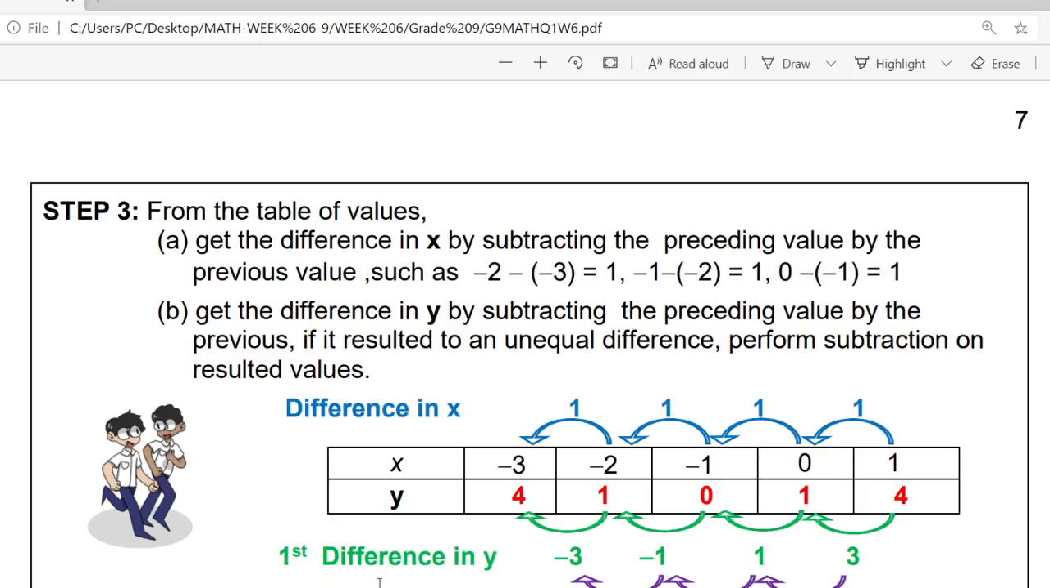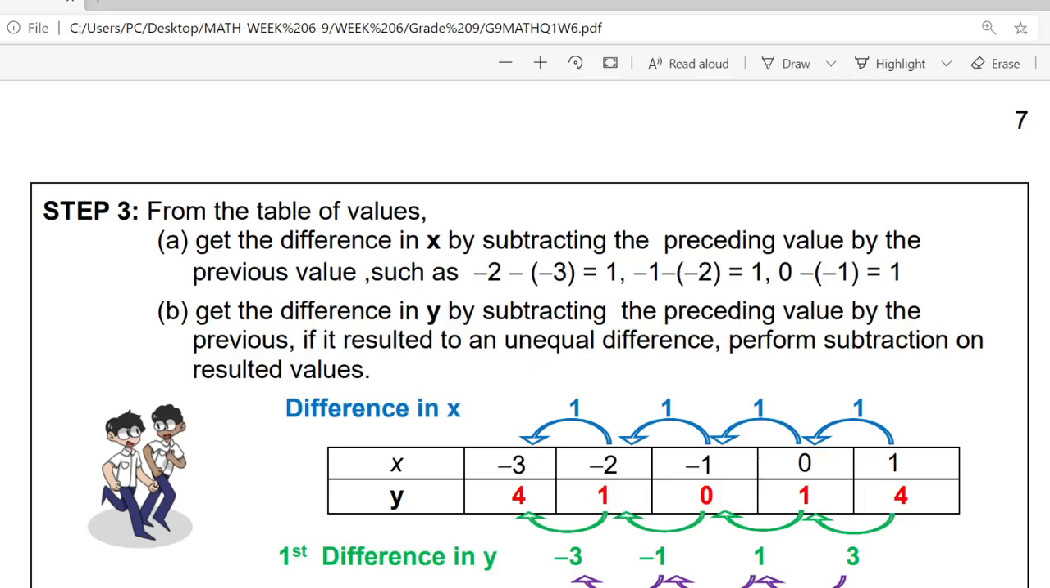So to get the first differences, you have to start from the right. Like 4 minus 1 is 3. 1 minus 0 is 1. 0 minus 1 is negative 1. And 1 minus 4 is negative 3.